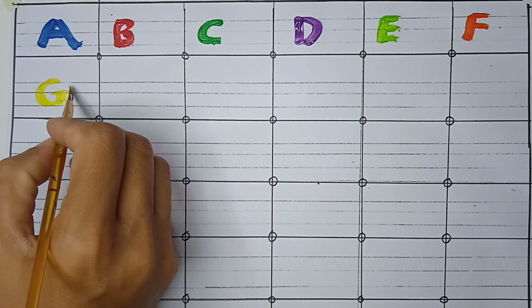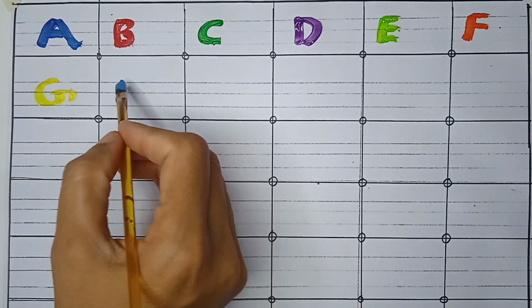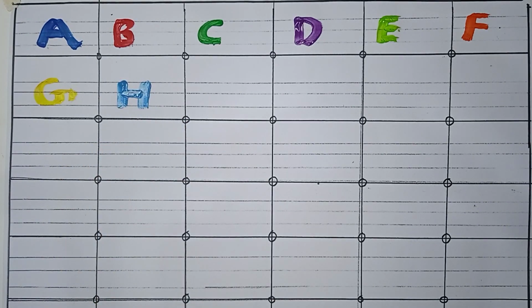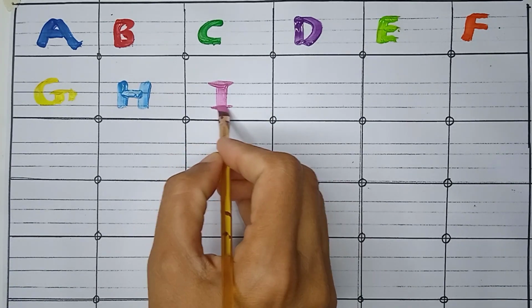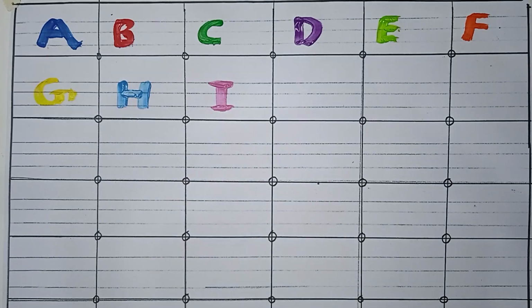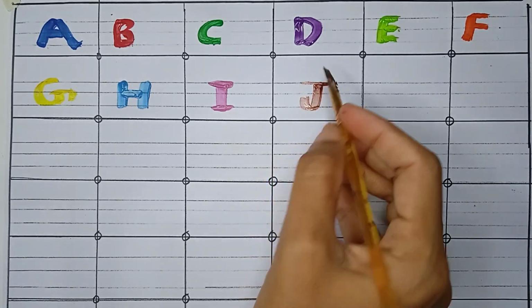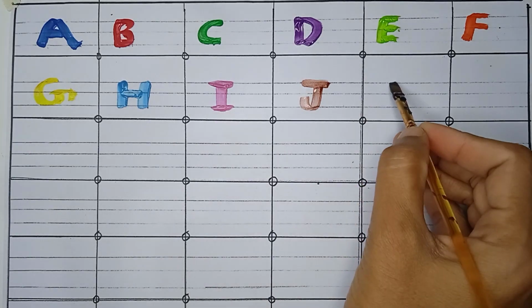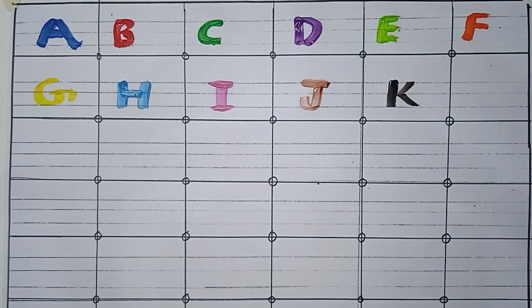G. G for grapes. H. H for house. I. I for iron. J. J for juice. K. K for kite.